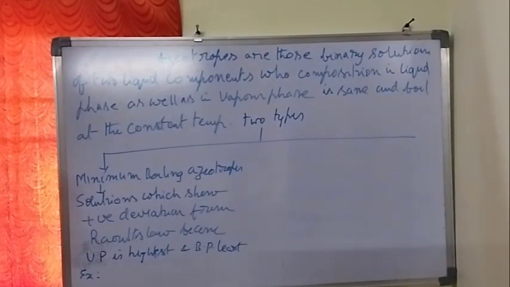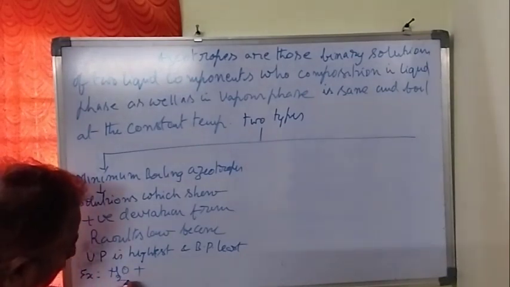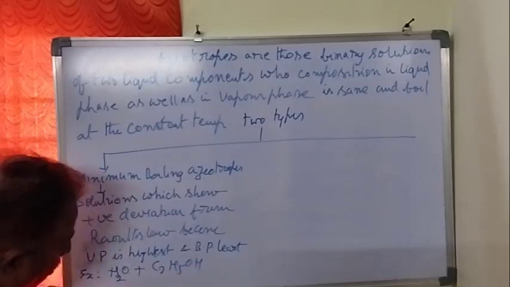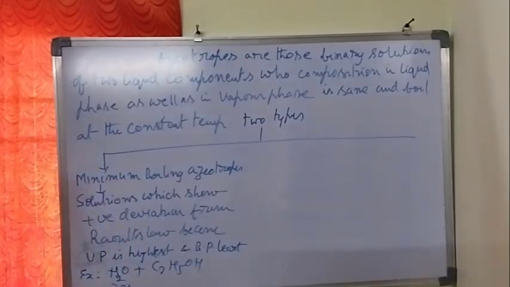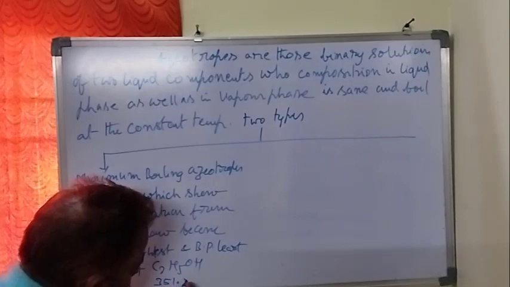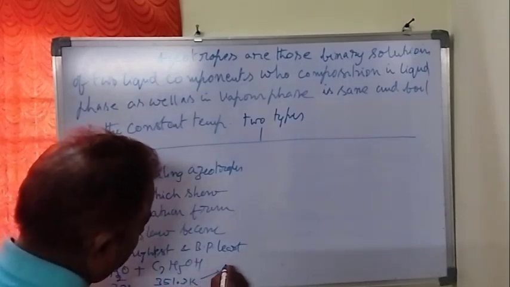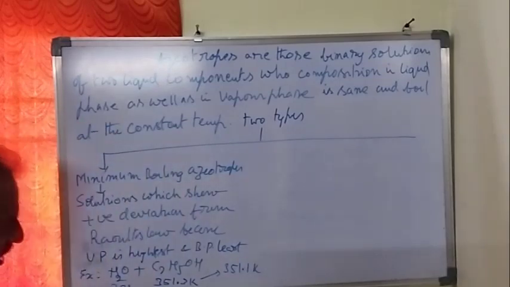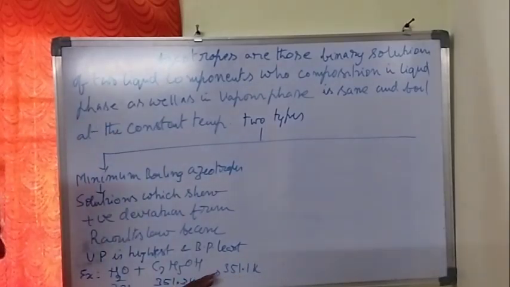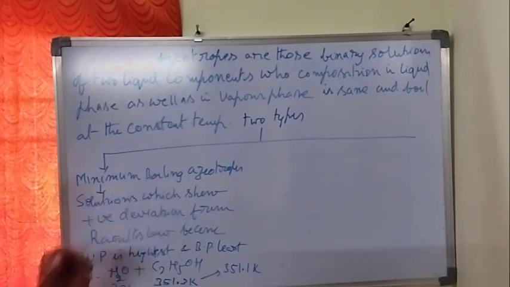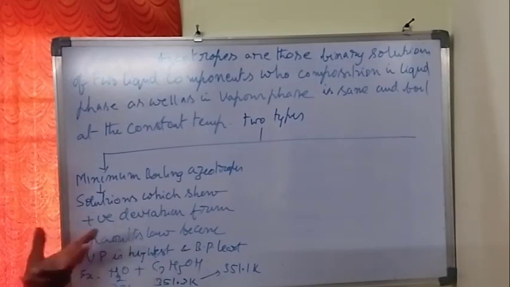Let us see an example. Water and ethyl alcohol. Water boils at 373 Kelvin, whereas ethyl alcohol boils at 351.3 Kelvin. Therefore, the mixture boils at 351.1 Kelvin. That is, the boiling point is less than the least boiling point of the pure components in the mixture. So minimum boiling azeotropes are those solutions which show positive deviation from Raoult's law. They have a higher vapor pressure than expected as per Raoult's law, and of course the boiling point is least.